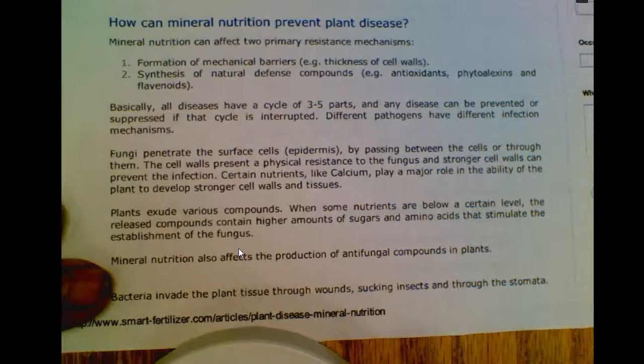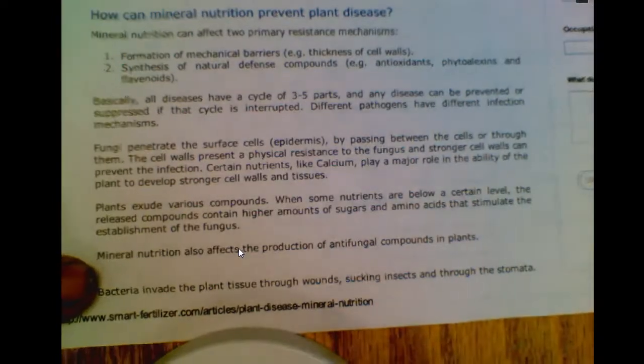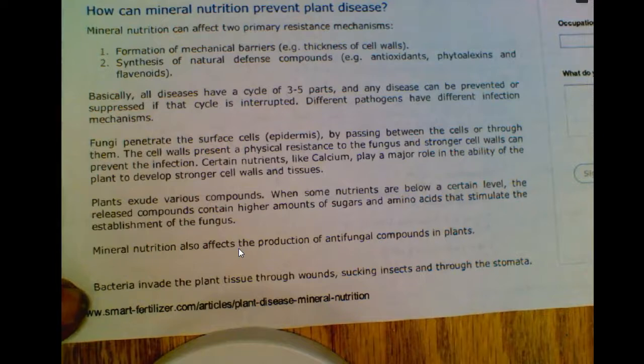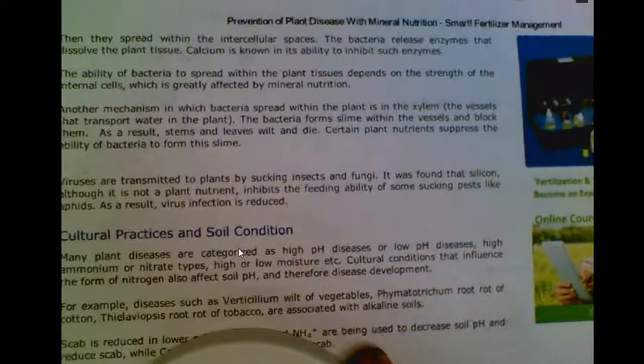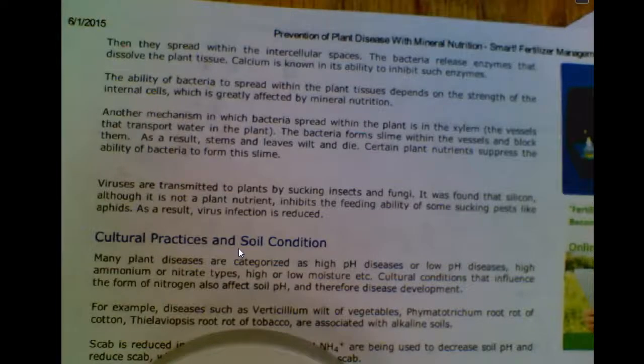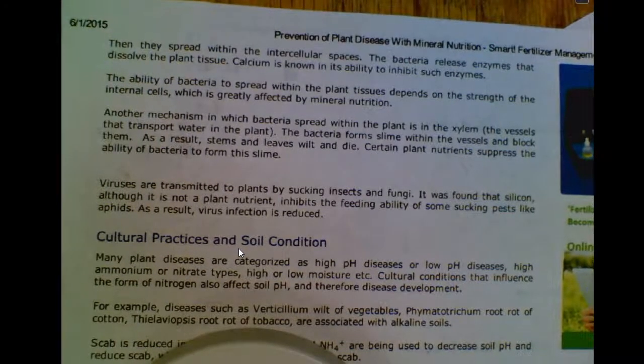Okay, so mineral nutrition also affects the production of antifungal compounds in plants. Bacteria can invade the plant tissue through wounds, sucking insects, and through stomata. So they have to have an opening to get in, whereas the fungus can penetrate the cell. Then the bacteria can spread within the intercellular space, and they release enzymes that dissolve the plant tissue. And calcium is known for its ability to inhibit such enzymes, so it can stop the growth or the release of the enzymes by the bacteria.